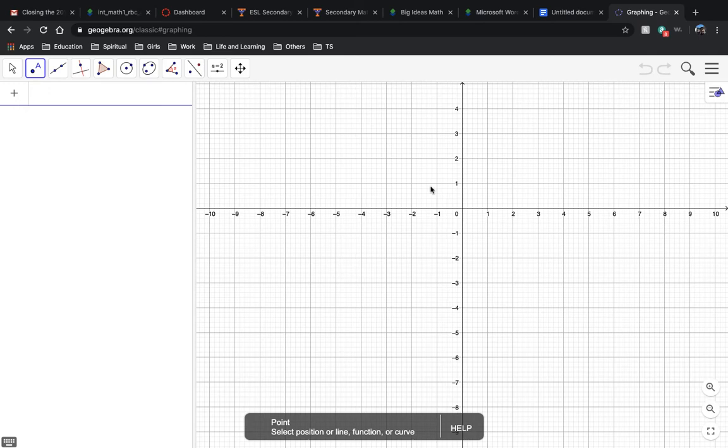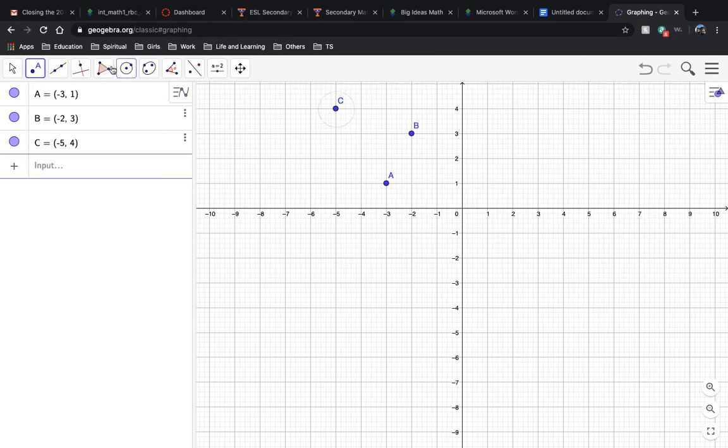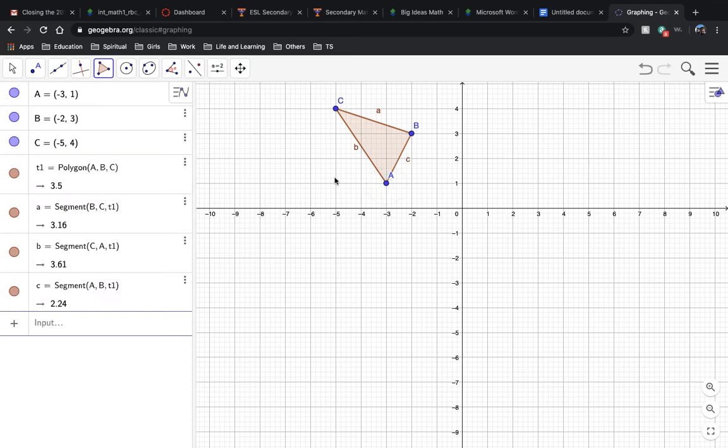So I'm going to locate the following points. I'm going to locate point A, which is at negative 3, 1. You can see it here. And I'm going to sketch two more points to eventually draw a triangle, and I will show you what the translation is about. Okay, the second point is right here at negative 2, 3, and the last one is going to be located at negative 5, 4. So based on this, I'm going to draw this triangle. And the triangle ABC, and here you can see the coordinates.